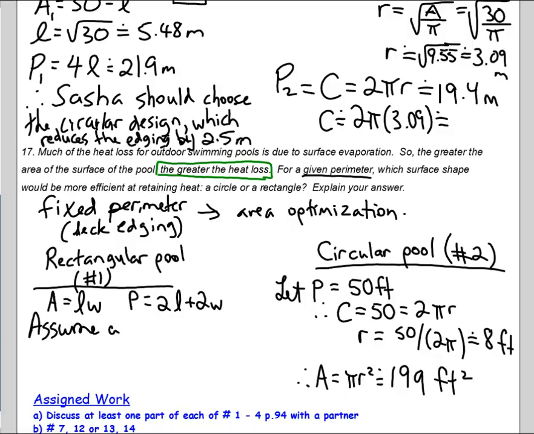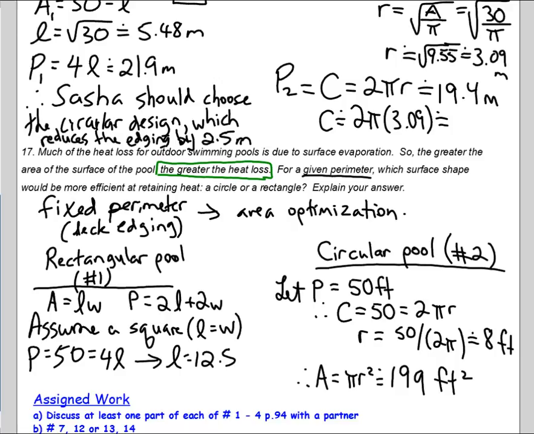And if we assume a square, that makes the math a little bit easier. The length will be equal to the width. And if the length and width are equal, then the perimeter, which is 50, would just be equal to 4 times the length. From there, the length will be 12.5, and the area would be L squared, which is 12.5 times itself, and that's definitely less than 199.